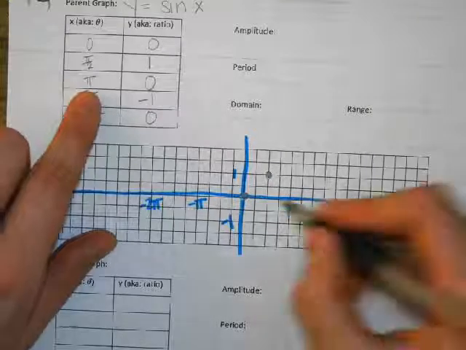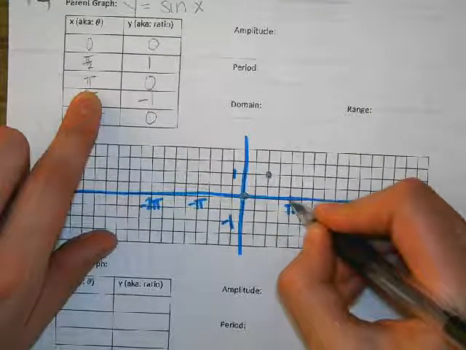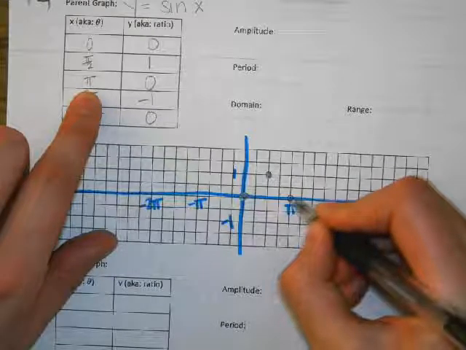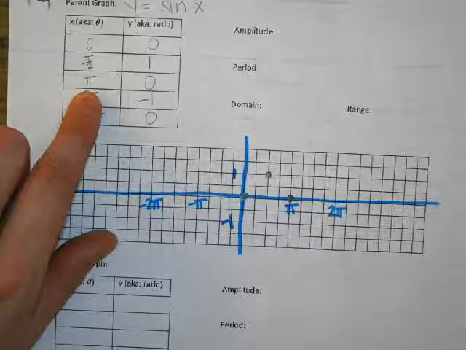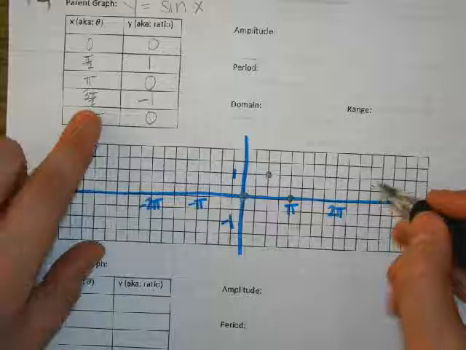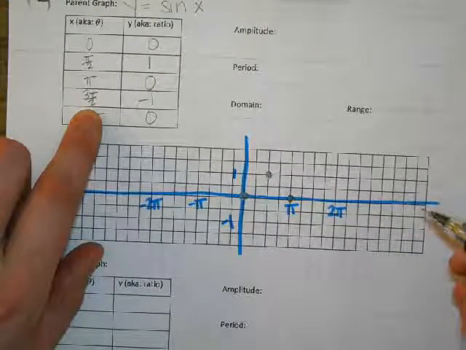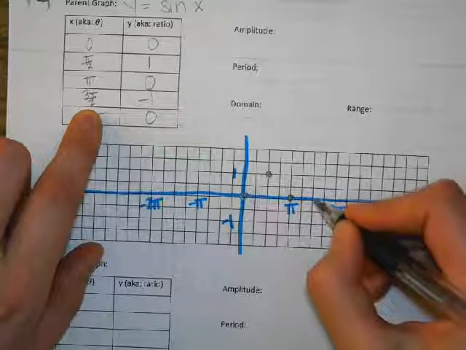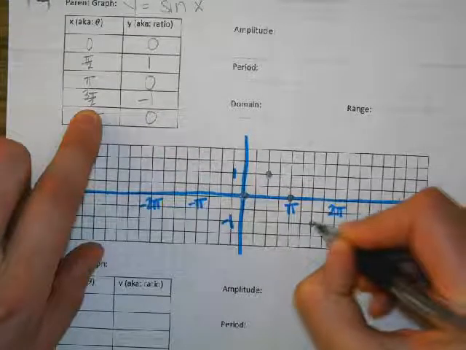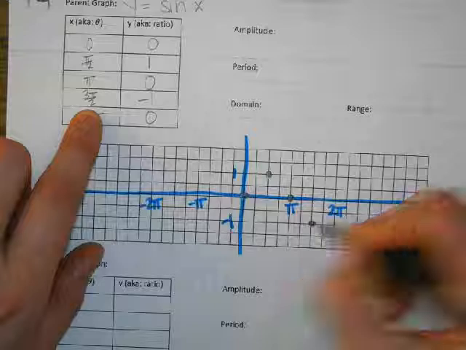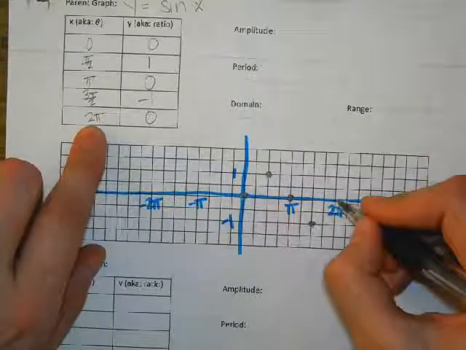Then we have the point pi, 0. So go to the right pi, don't go up or down at all. Then we have the point 3 pi halves, -1. Where's 3 pi halves? Yeah, it's right in the middle of pi and 2 pi. So that's at -1. And then the last we have 2 pi, 0.